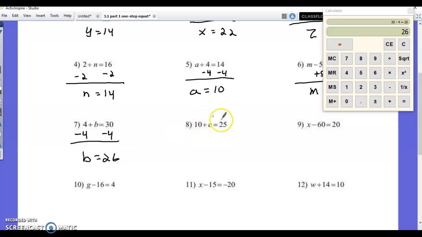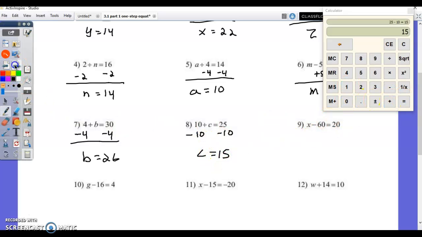26. I have a 10 plus c equals 25. Got to get that by itself. Subtract 10 from both sides. c equals 25 minus 10. It's 15, but if I don't know it, again, please use your calculators.